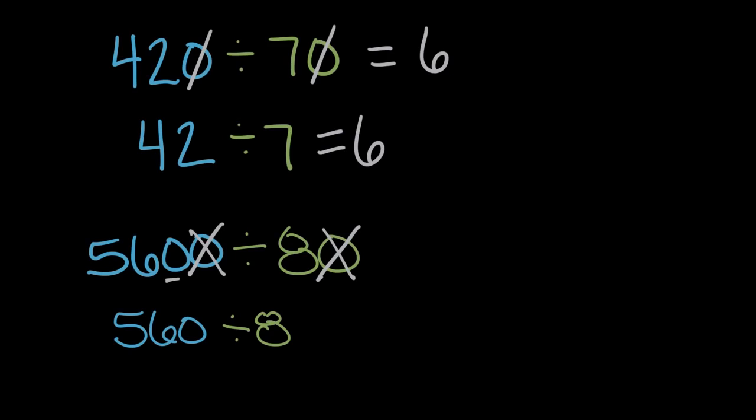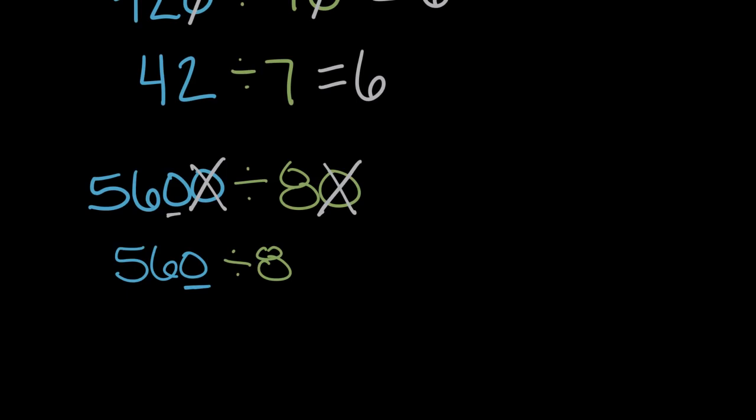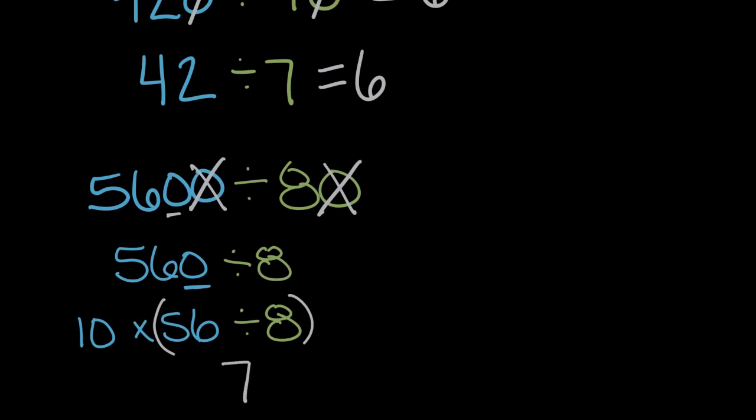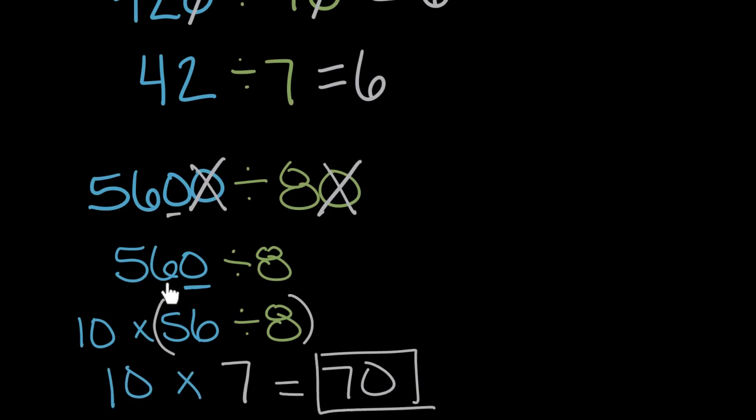So here we can think of 560 as 56 tens because of the 0 on the end. And 56 tens, or 560, could be rewritten as 10 times 56. These are equivalent, because 10 times 56 is a 56 with a 0 on the end. Rewriting it this way gives us a division problem we can solve: 56 divided by 8 is 7, and then we still have the 10 and the times sign, and 10 times 7 equals 70. So our solution when we divided 560 by 8 was 70. That means our solution for 5,600 divided by 80 is also 70.